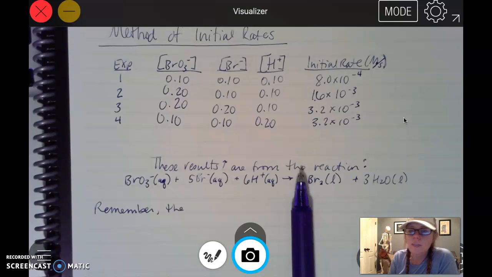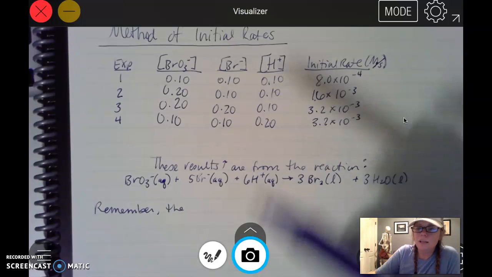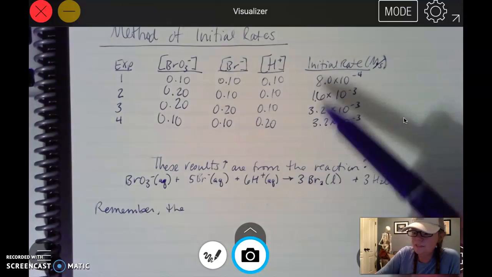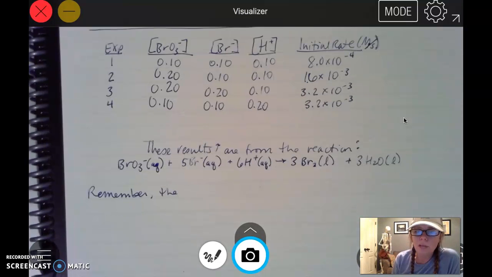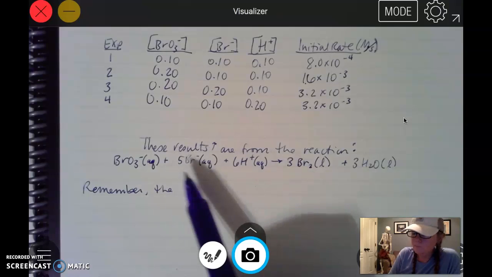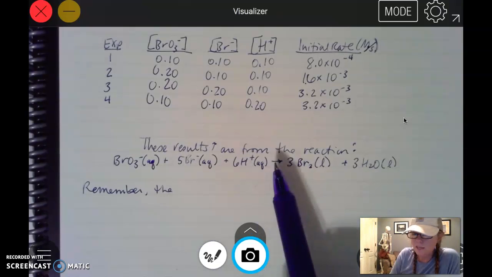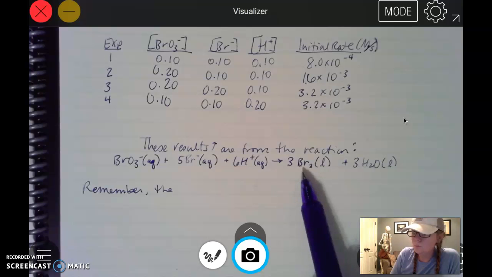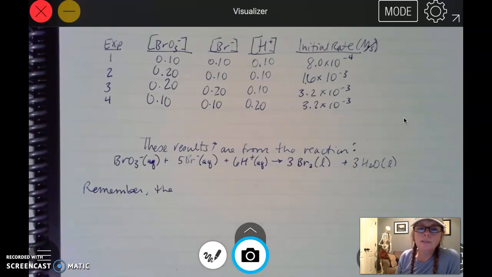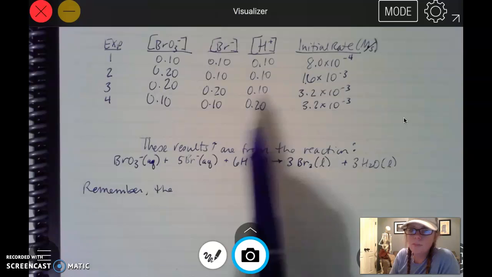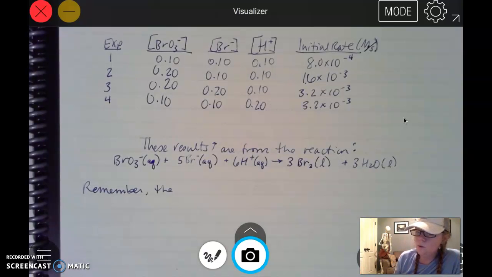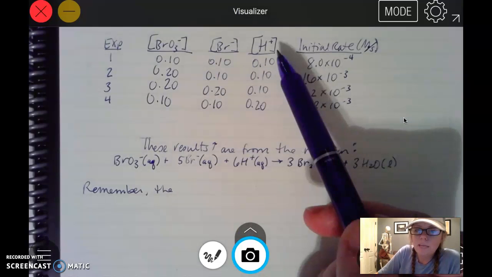So if you're working on that and if you have questions about this, I wanted to work through a sample problem for figuring out the rate law using the method of initial rates. I copied down this data table from the reaction of bromate reacting with bromide and acid to form bromine and water. This method of initial rates is one way that we can determine the orders of the reaction with respect to each one of our reactants.